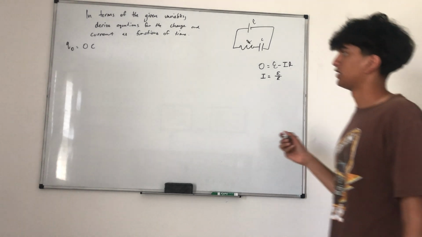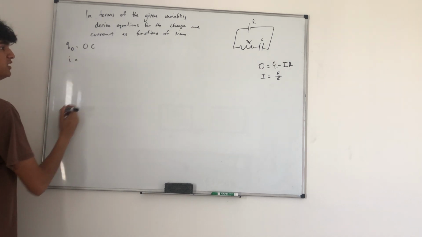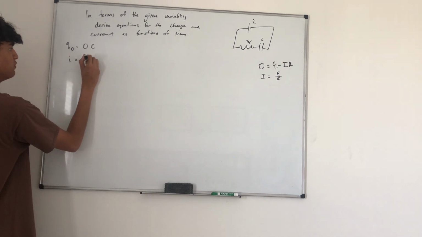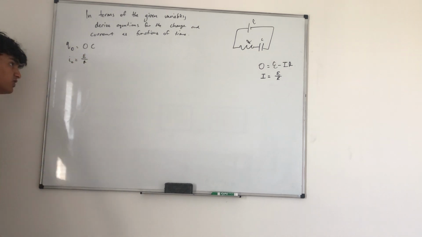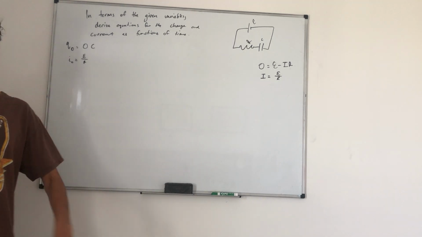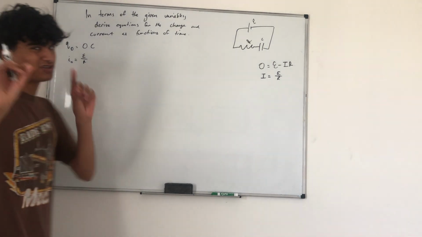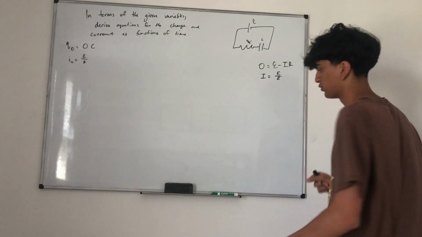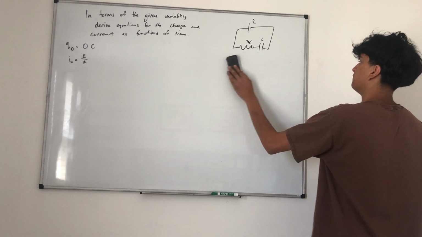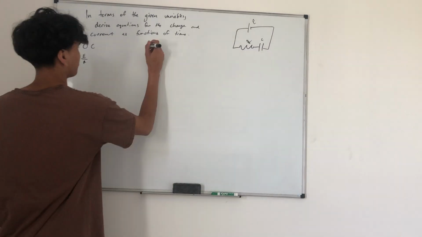So the initial current is going to be EMF over R. Now, after a really long amount of time, we're going to treat it as basically infinity. We're going to talk about why the infinity stuff is coming up. After a really long time, that's just code word for infinity.